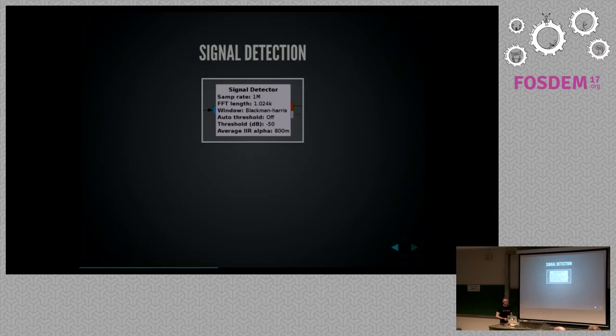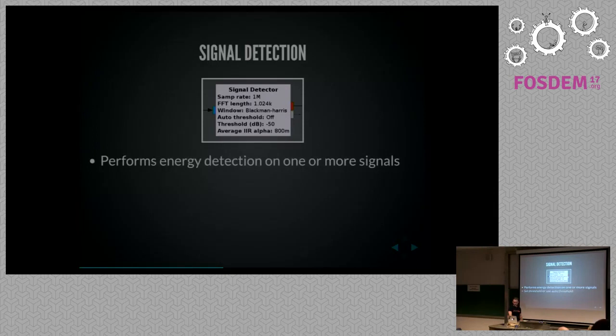If you want to detect a signal, normally we do energy detection. Like, okay, we assume when there's energy in the spectrum, there could be a signal. And this block can do this for one or more signals. It works either by setting a threshold with the block parameter, or there's also an automatic algorithm that tries to find power jumps in the PSD and interprets them as signal edges.